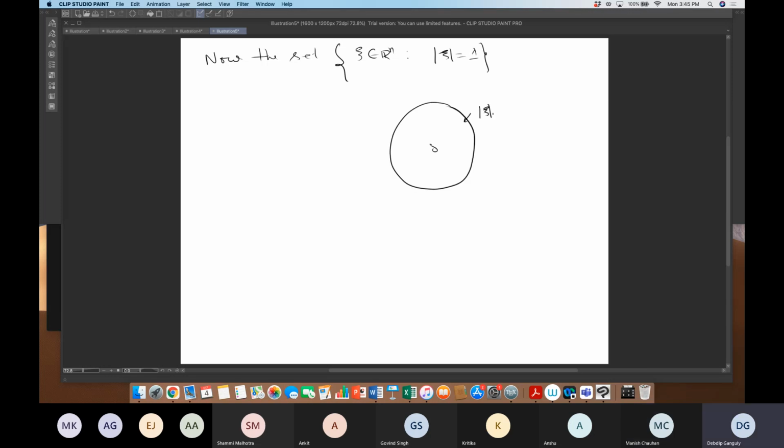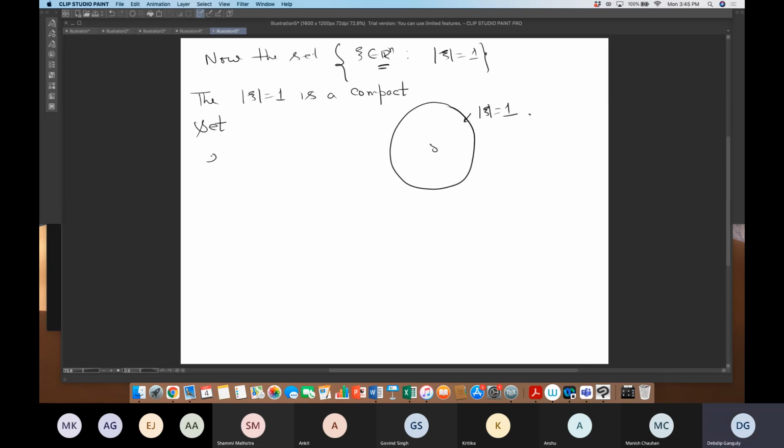This is a circle, |ξ| = 1. Is this a compact set or not? Yes, sir, the set |ξ| = 1 is compact. Since we are working in R^n, I hope you have understood, as you are learning functional analysis, that the unit ball is compact if and only if the space is finite dimensional. So R^n is finite dimensional, so the unit ball is compact. So |ξ| = 1 is a compact set.